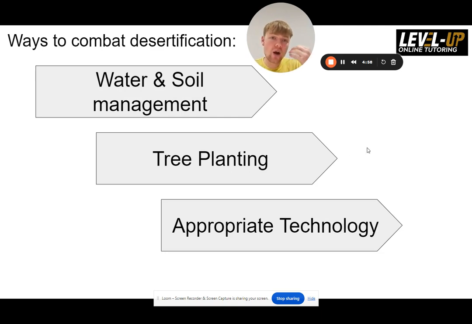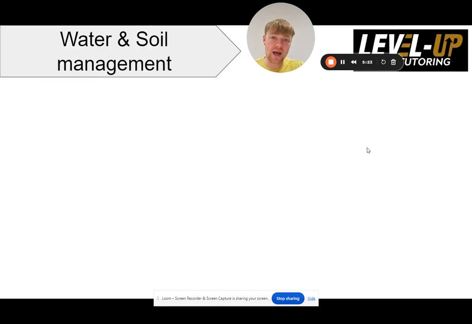So there are three strands that we can talk about in how we combat desertification. Now, we're not going to stop it entirely. It isn't a solely reversible process, but there are a couple of things that can be done and are being done to try to reduce the rate and reduce the impacts as well. So: water and soil management, tree planting or afforestation, and the use of appropriate technology as well.